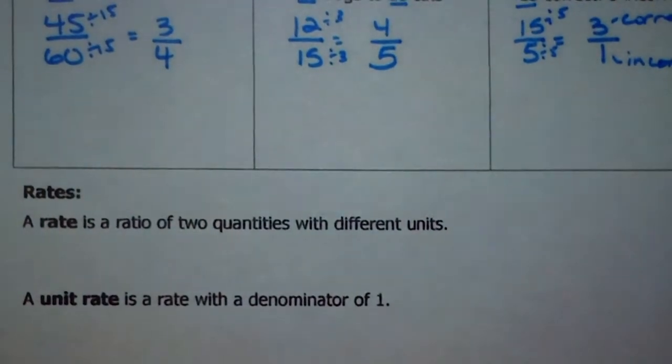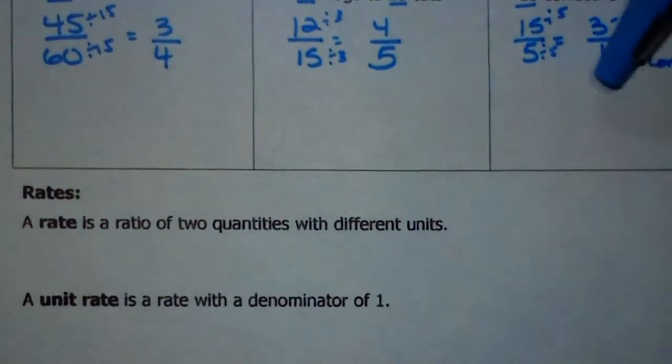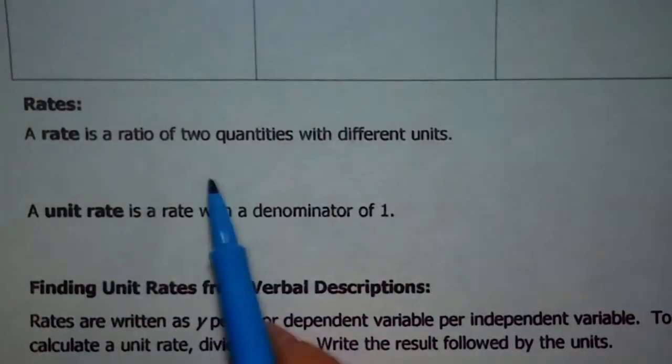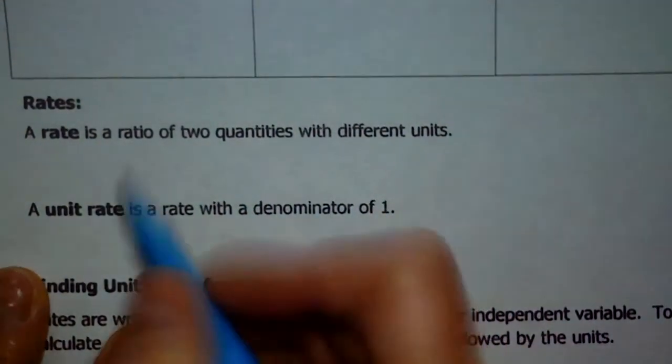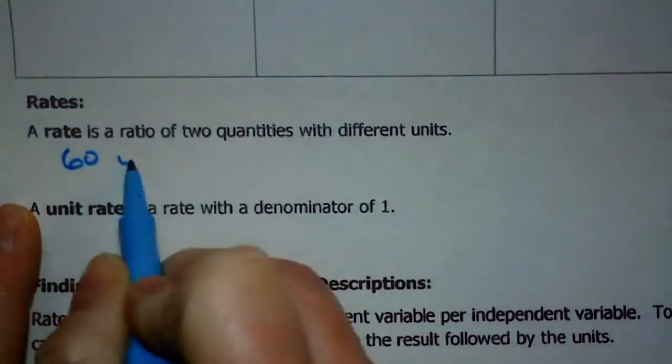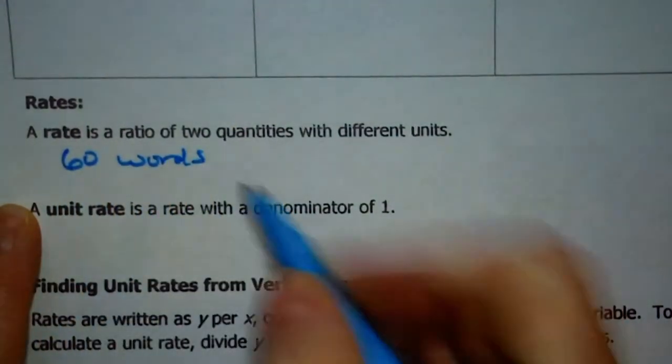Bring them to class with you and we'll talk all about it. All right, so a rate is a ratio of two quantities with different units, just like, and we'll use the example of, let's see, they can type 60 words per 2 minutes.